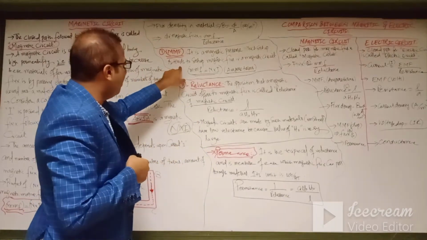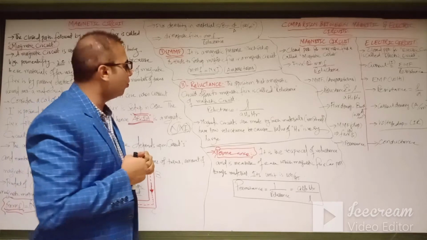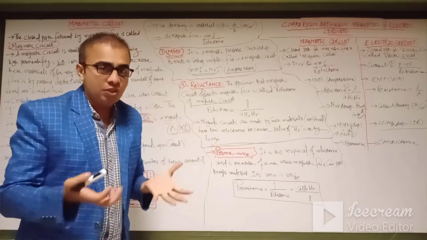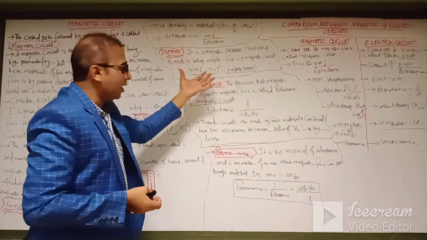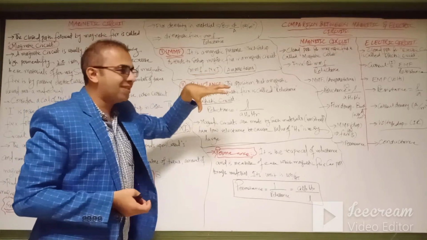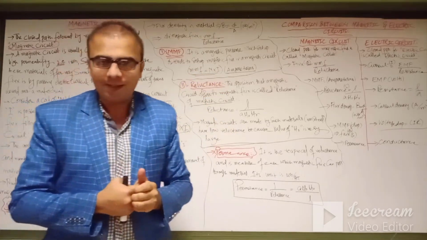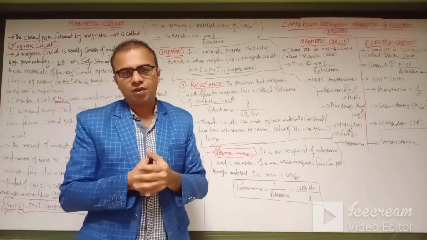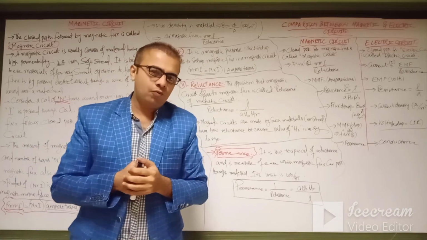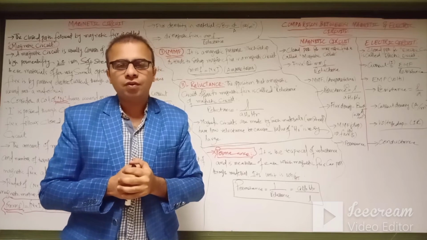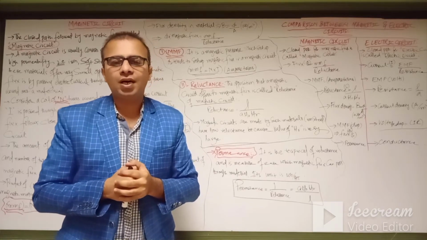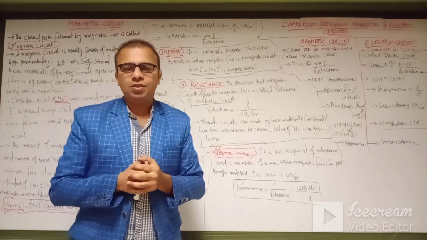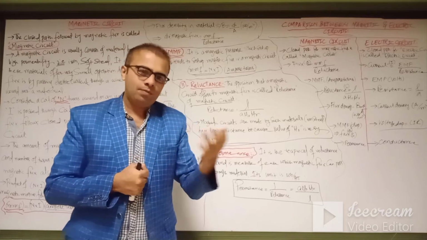So what is the MMF? If we define the MMF here, it is the magnetic pressure which sets up the magnetic flux in the magnetic circuit. So MMF totally depends upon the number of turns of the coil wound on the core and the amount of current flowing through that wire. The amount of current is determined by the supply.